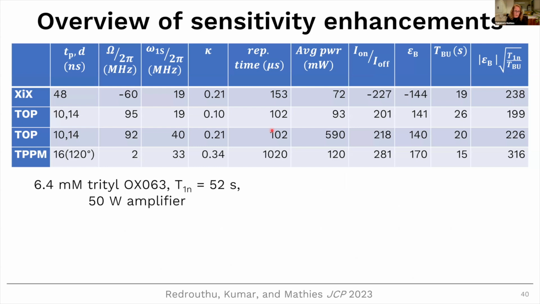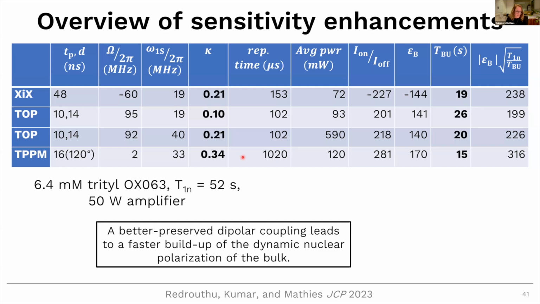Okay, so now this work brings us together in a summarizing table for comparing the performance of XIX, TOP DNP and TPPM. Where we investigated TOP at 19 megahertz nutation frequency, and also with a much stronger microwave pulse giving a nutation frequency of 40 megahertz. So that was a good day for the amplifier. Now there are some take-home messages from this.